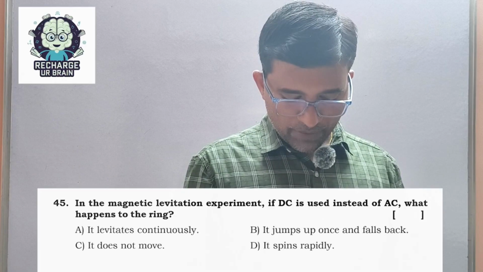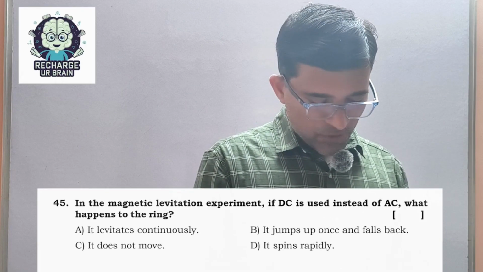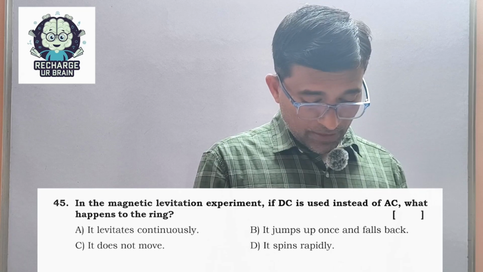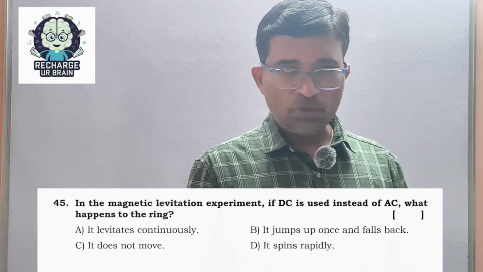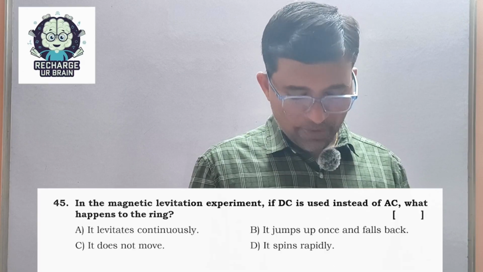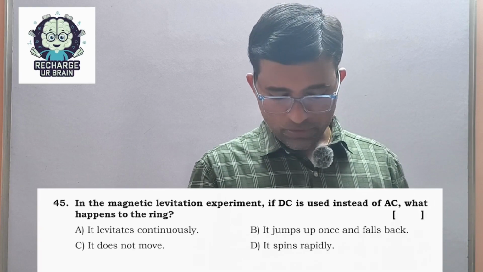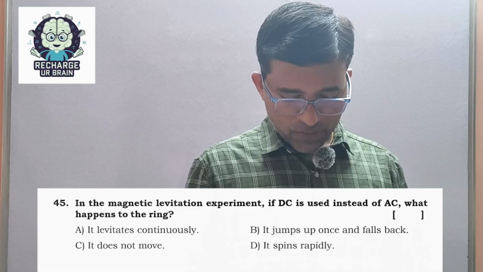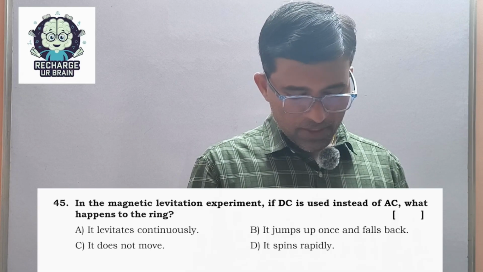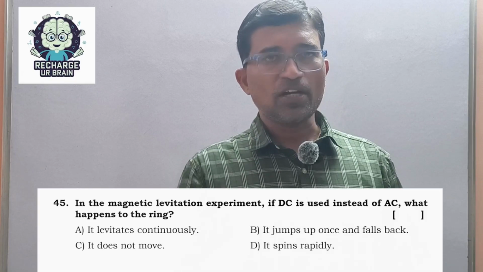And 45th bit, in the magnetic levitation experiment, if DC is used instead of AC, what happens to the ring? It levitates continuously. No way. It won't levitate. It jumps up once and falls back. We need to think about this option. And C is it does not move. No way. And D is it spins rapidly. No way. So for the 45th one, the right option is B. It jumps up once and falls back.